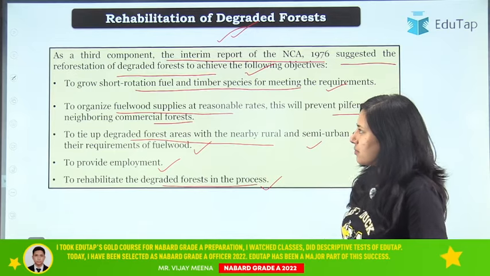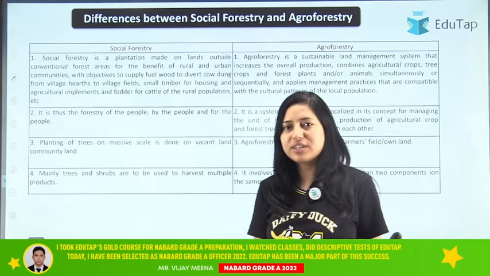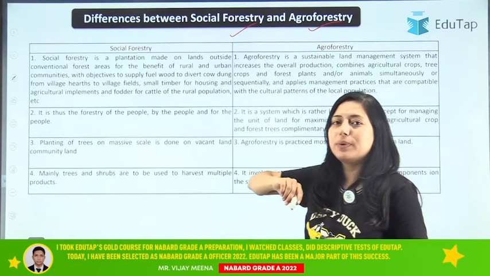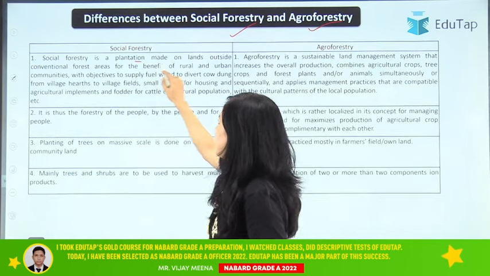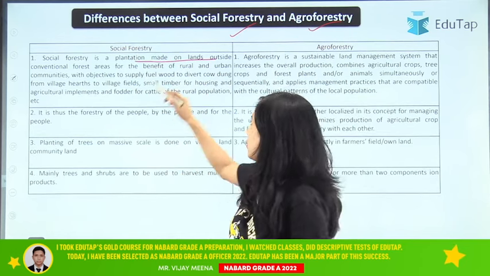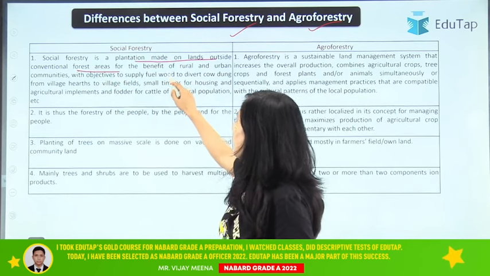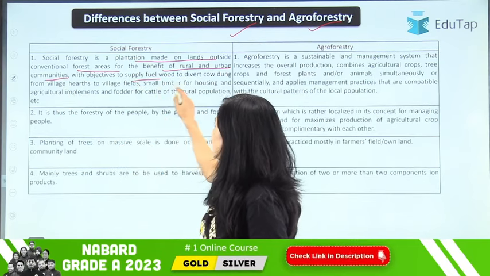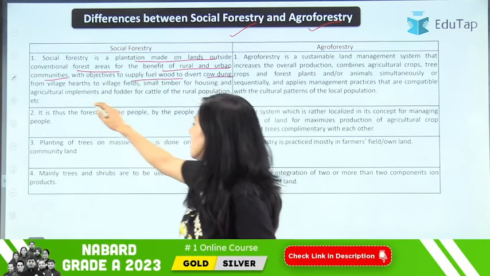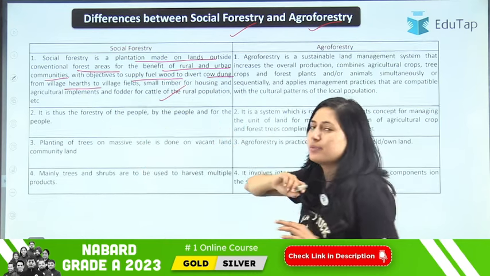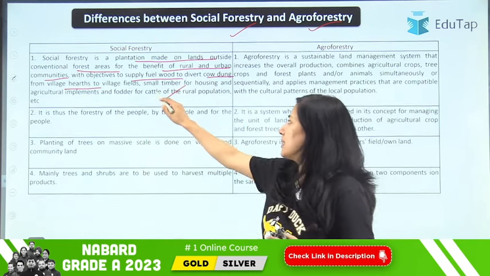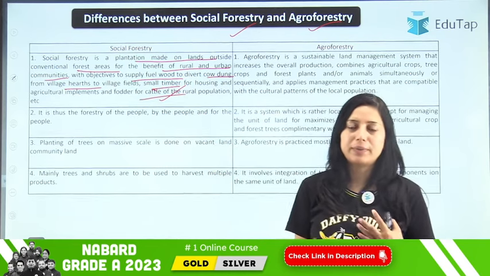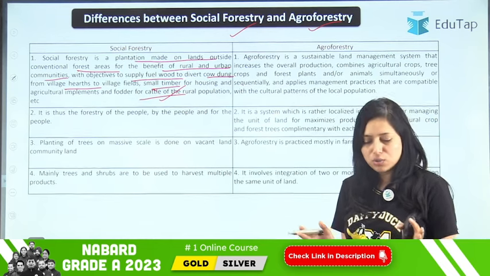Clear? Now that was about social forestry. Now let us talk about the difference between social forestry and agroforestry. Social forestry, as I've already told you, is a plantation on land outside the conventional forest area for the benefit of rural and urban communities, and the objective here is to supply fuel wood, to divert cow dung from the village. Basically the objective is to supply fuel wood, timber for housing, and fodder for cattle in the rural population. So that is your social forestry.